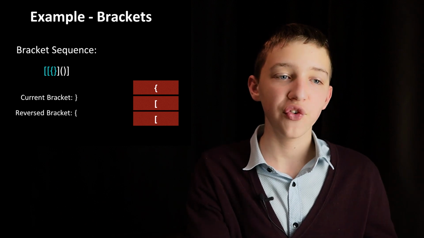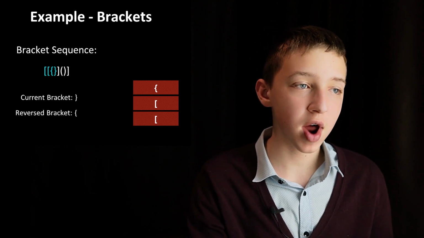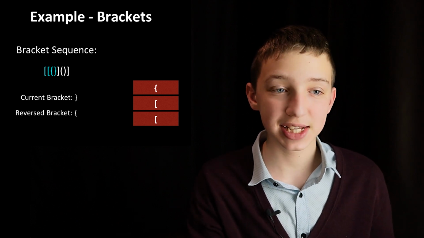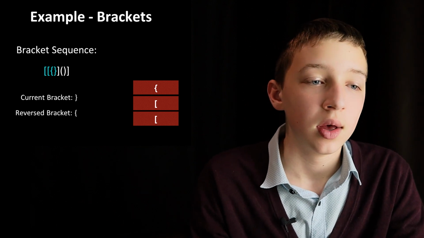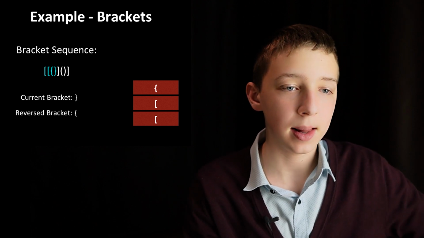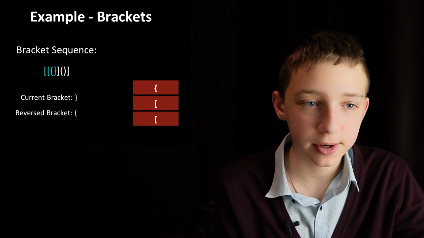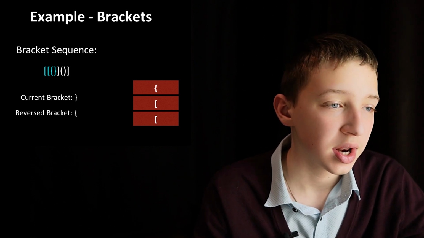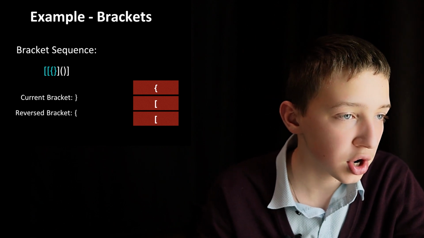The first is whether the stack is empty. If so, that means there is no left bracket for the given right bracket, and that means our bracket sequence is invalid. But if not, we can pop the top element and check if the element we have just popped is equal to the reverse bracket. That is why we're looking at the reverse bracket.